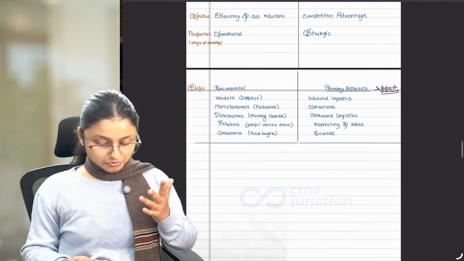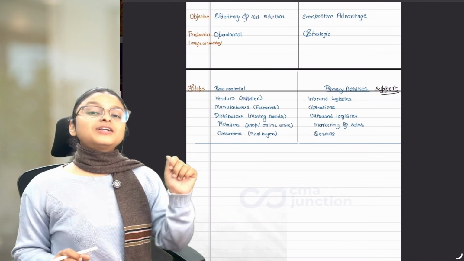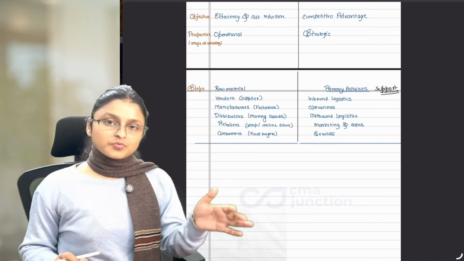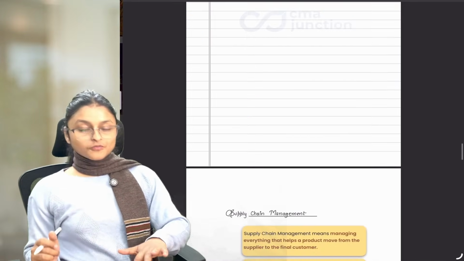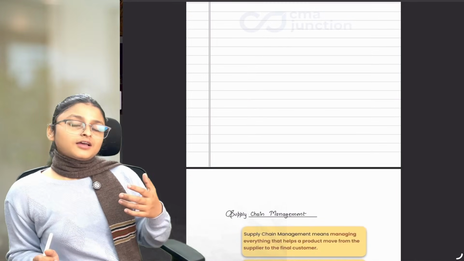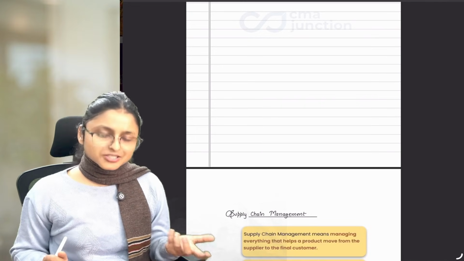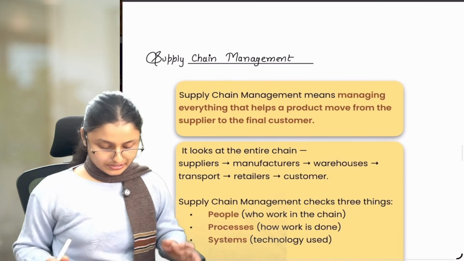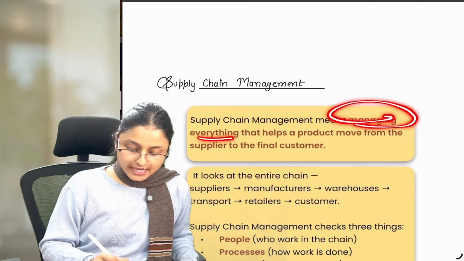Done. Now let's move forward to our next part, that is supply chain management. We understood what supply chain is, through which we provide the product to the customer. Now we are moving forward to supply chain management. When you are managing your supply chain, that is known as supply chain management. Let's see the definition written here. Supply chain management means managing everything.